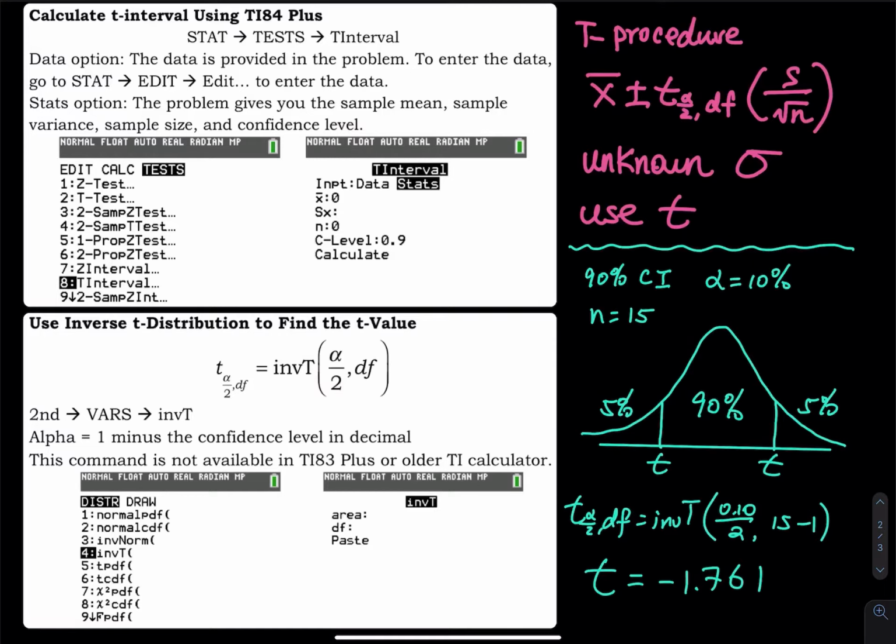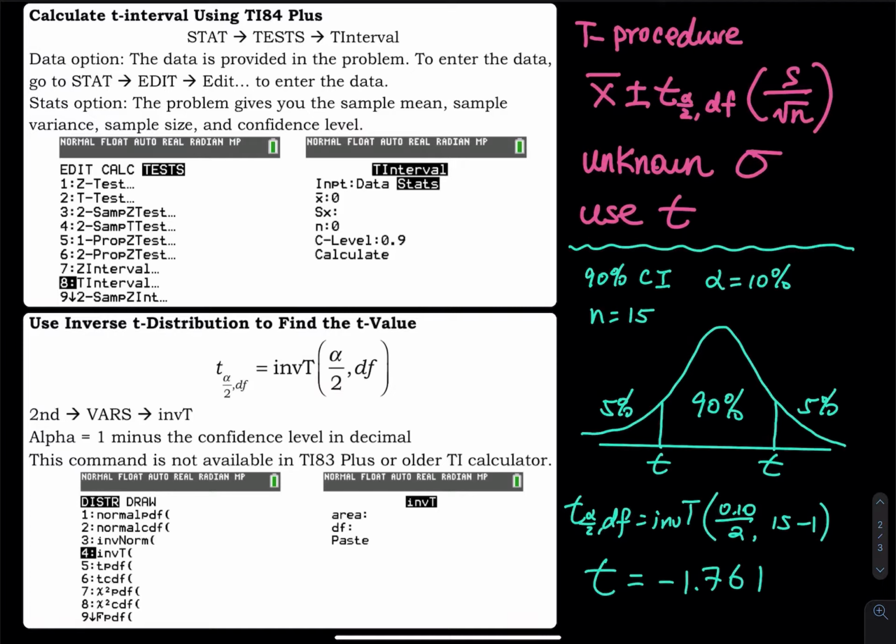On your calculator, you hit the STAT key. The STAT key is on the left-hand side of the left arrow. Then you select TESTS, which is the third column, and then you will see T-Interval, not T-Test. We do the t-test in a future lesson. In this lesson, we will do the t-interval.